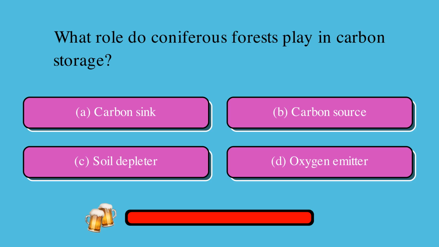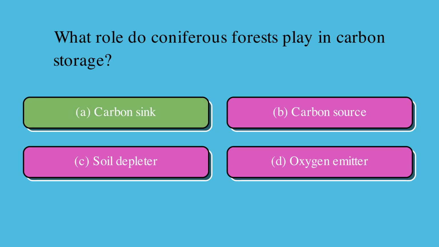What role do coniferous forests play in carbon storage? Is it A, carbon sink, B, carbon source, C, soil depleter, or D, oxygen emitter? The correct answer is A, carbon sink.